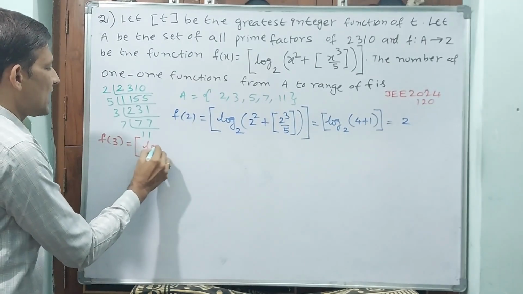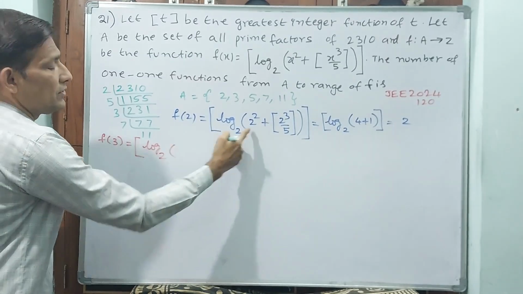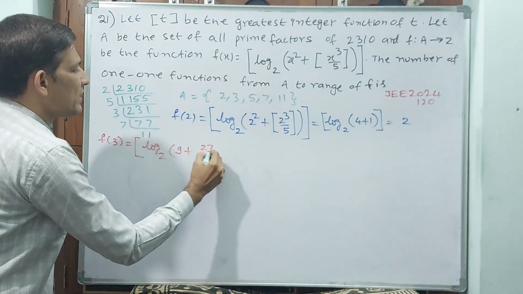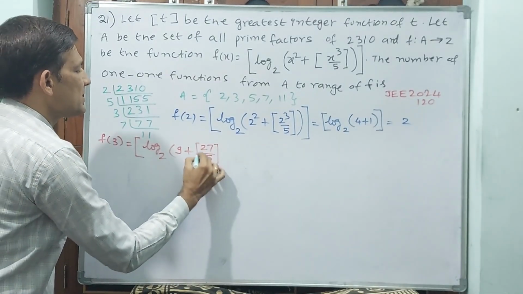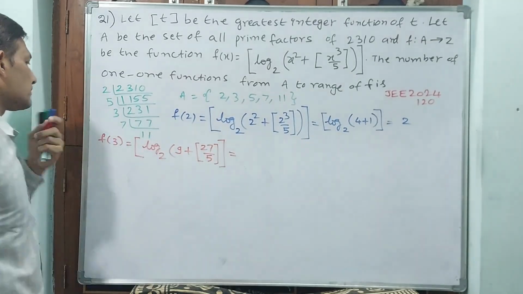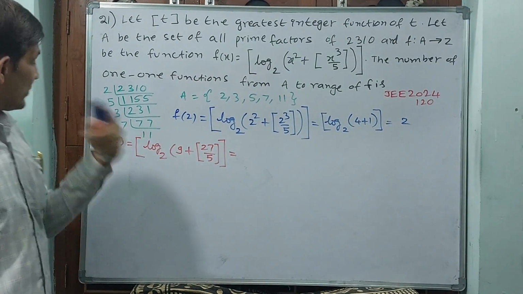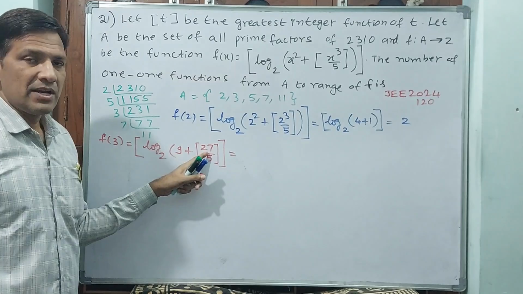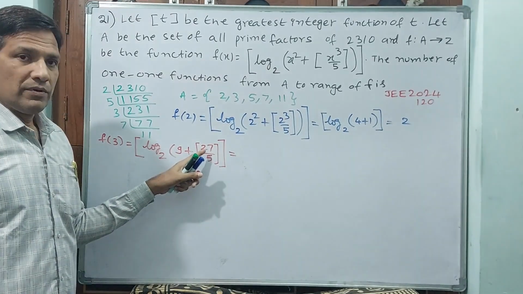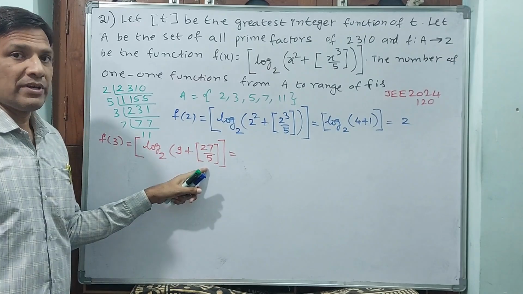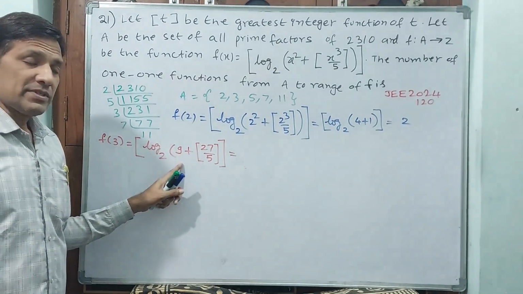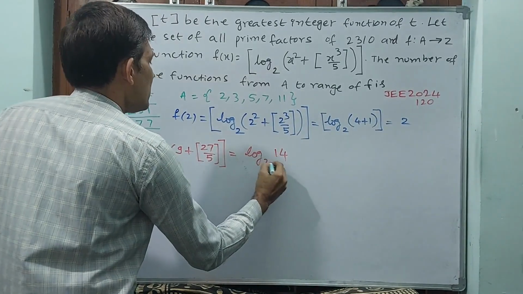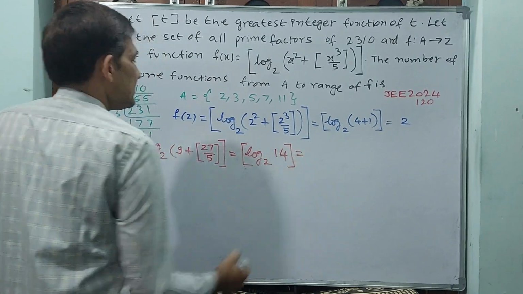F of 3: log of, see, 3 square 9, plus 3 cube 27, by 5. This is the greatest integer, again overall greatest integer. See, 25 by 5 is 5, 30 by 5 is 6, but 30 is not there. That is why it is greater than 5, but the greatest integer function is going to make it 5 only. 5 plus 9, 14. Log of 14 to base 2, but this should be inside the greatest integer function.